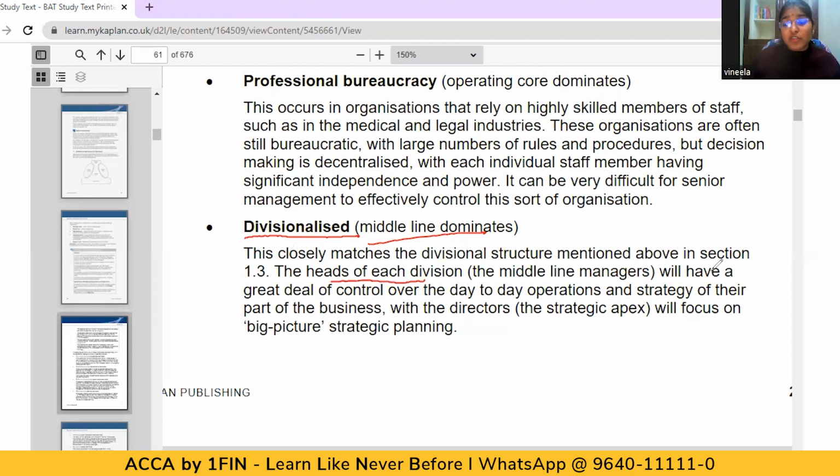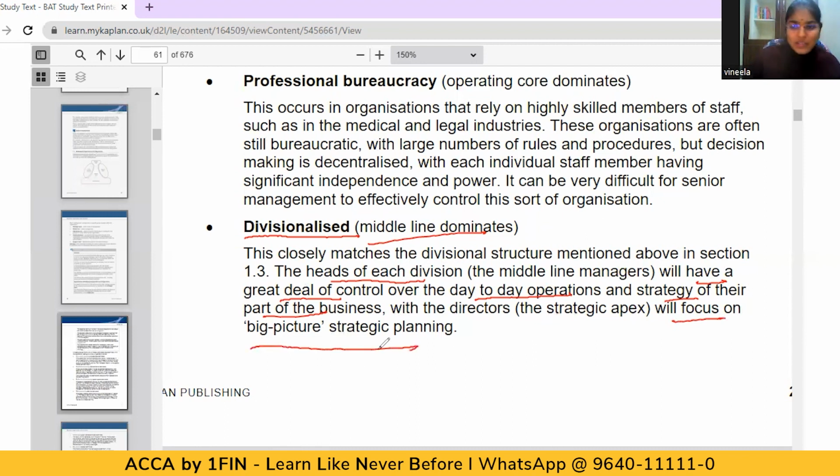The head of each division will have a great deal of control over the day-to-day operations and strategy of their part of the business. If it is a divisionalized structure, the divisional manager of A will have control over day-to-day operations and also will have control over the strategic decisions that are related to division A. Understand? He is not just having control over operating activities, but he is also having control over the strategic part of his division A. And they will focus on big picture strategic planning.